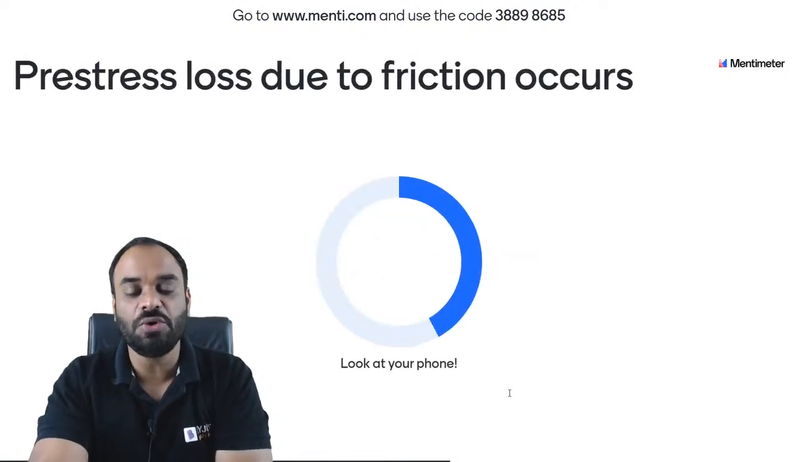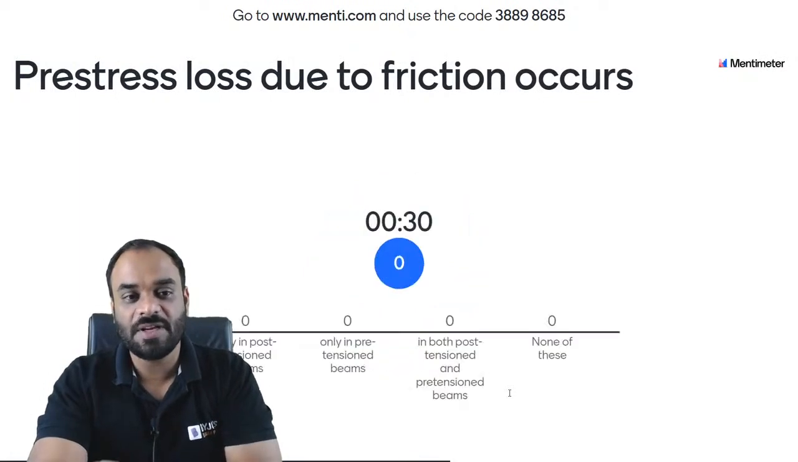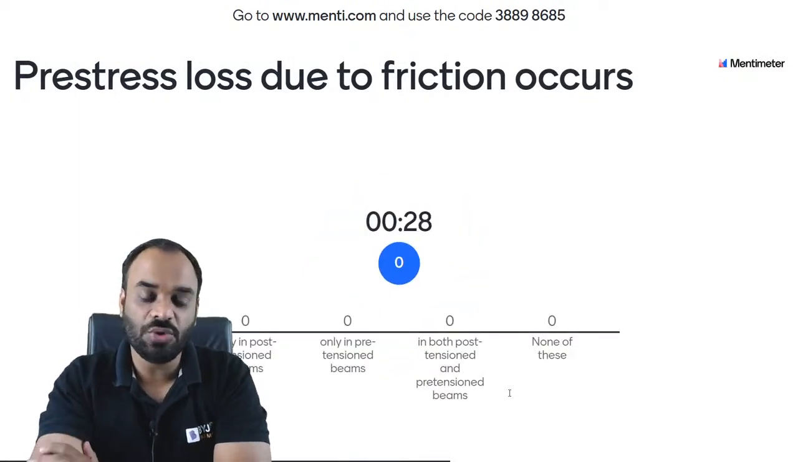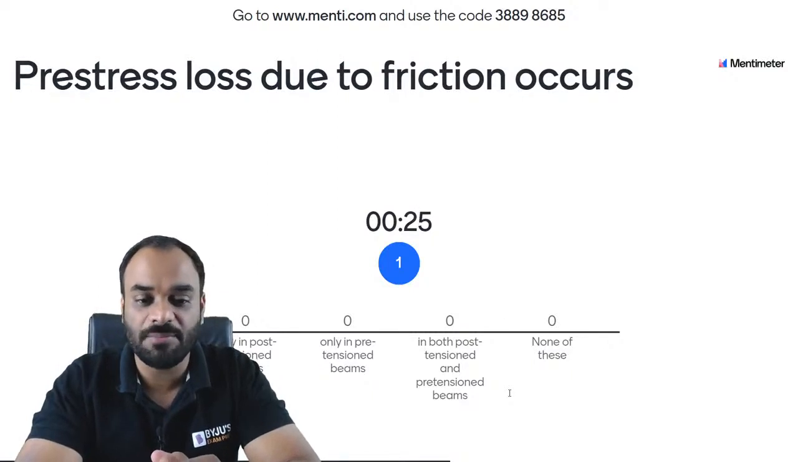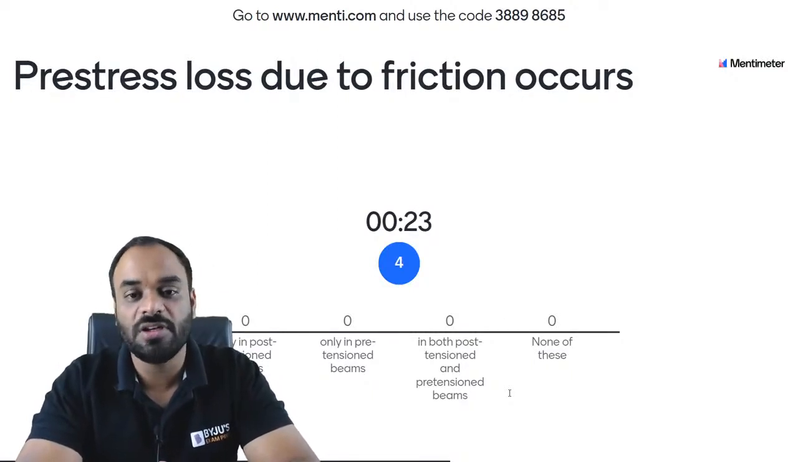Pre-stress loss due to friction occurs in: post-tension member, pre-tension member, in both, none of these.